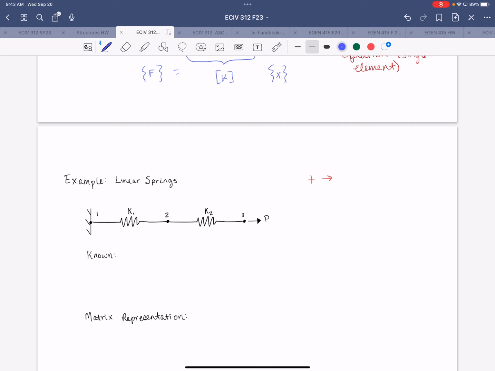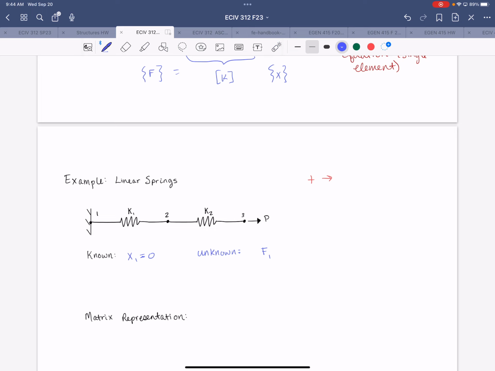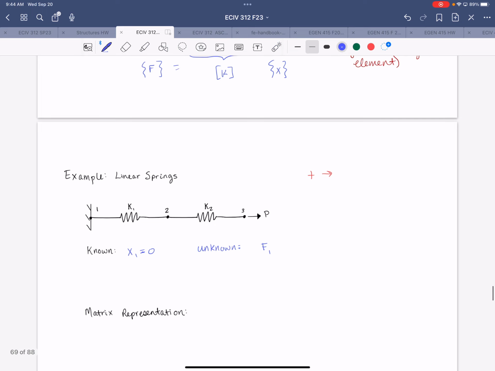So we want to start by identifying what we know at each node. Since this is a single degree of freedom system, we're going to know exactly one value per node, right? Because it's one value per degree of freedom that we know. So at node 1, we know that x1 is equal to 0. All right, so that means we do not know F1. That's a reaction force. Even though we know what that is, we're treating it as an unknown. We're pretending we have no idea what it is.